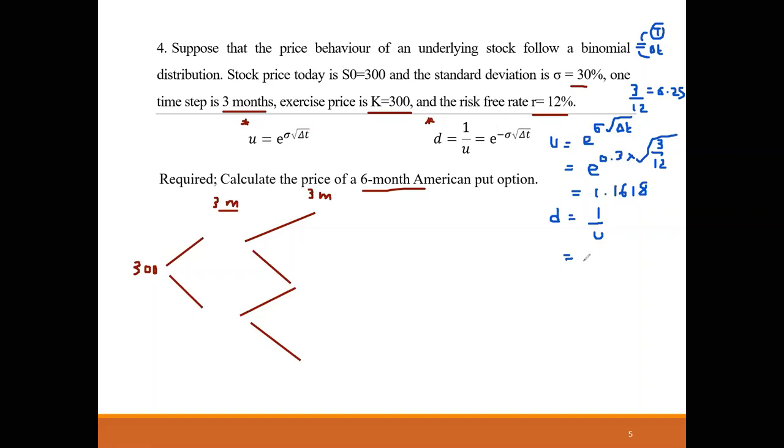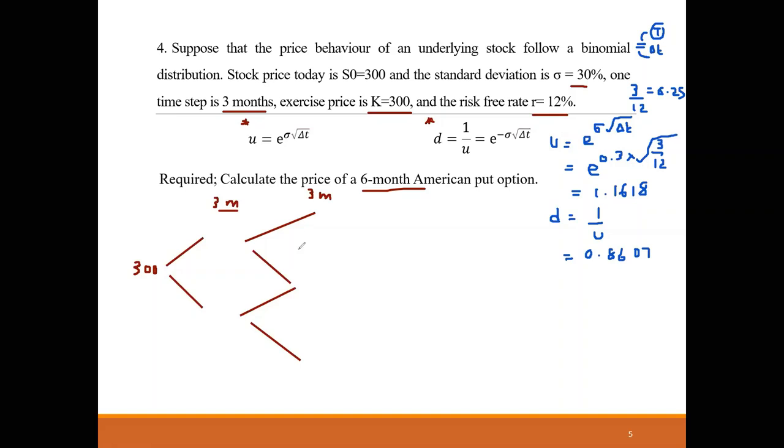1 divided by the value of U, you will get how much? D will be 0.8607. Or you can say 0.861 if you round it up to 3 decimal places. So you can say 0.8607. So that is the value of D, and this is the value of U.